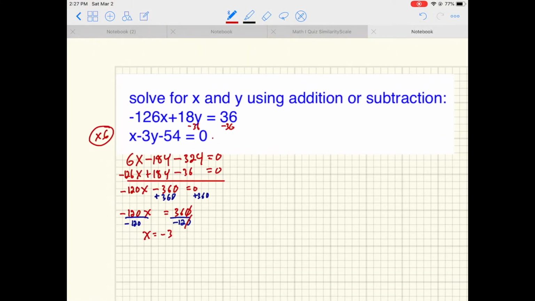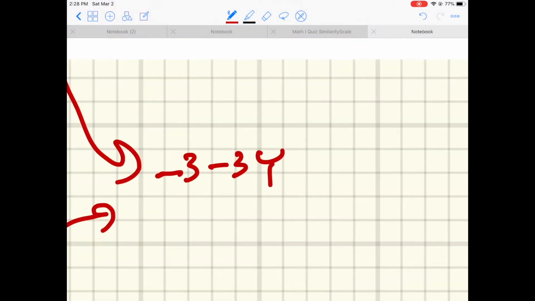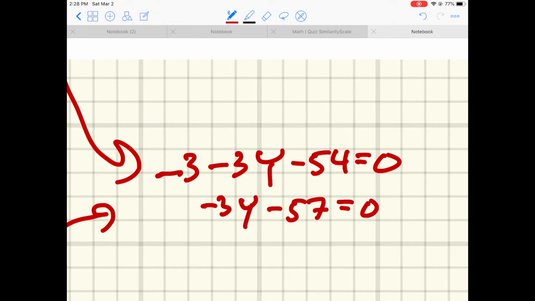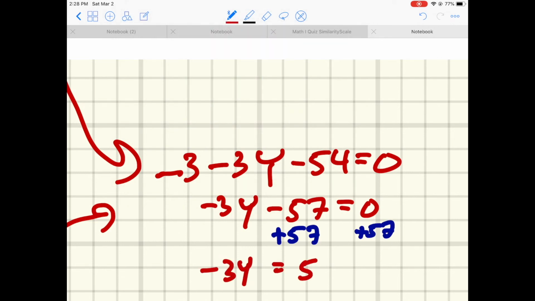Then to find the y, I'm going to take the simple of the two equations, this one, and I'm going to replace the x with negative 3. So instead of writing x minus 3y, I'm going to write negative 3 minus 3y minus 54 equals 0. I'm going to add the like terms, add the negative 3 to the negative 54. That makes negative 57. Minus 57 is equal to 0. To get rid of that negative 57, I'm going to do the opposite. I'm going to add 57 to both sides. It's going to give us negative 3y is equal to 57.